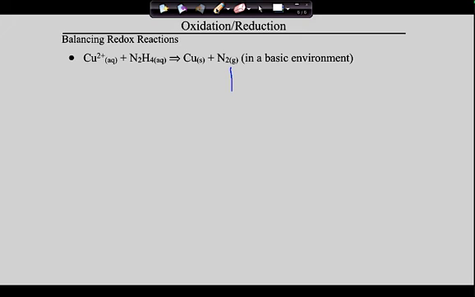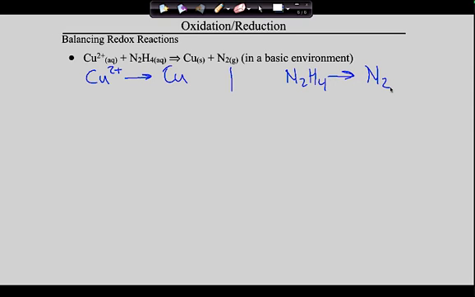Match up elements. So this is Cu2 plus yields Cu. This is N2H4 yields N2. Now, guys, the other thing that you're going to notice is that this is now in a basic environment. Don't worry about it now. It changes the end. So, guys, you ready?